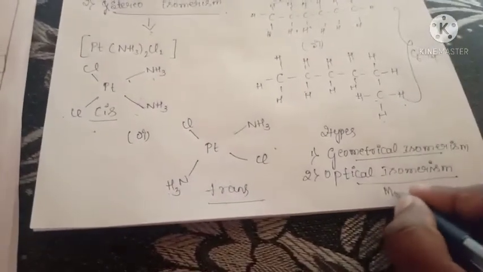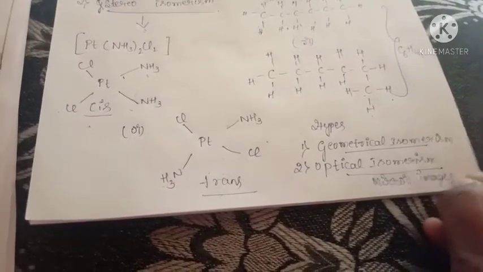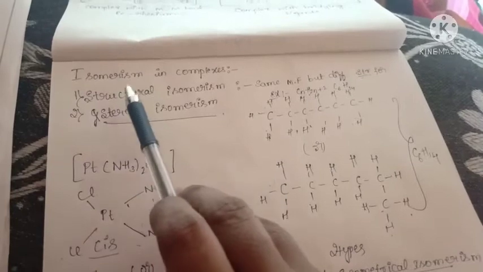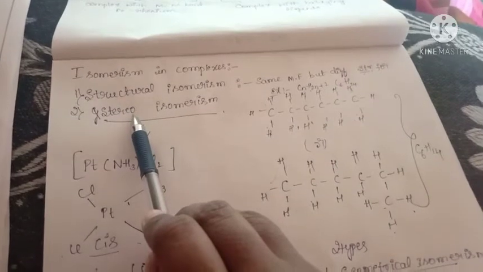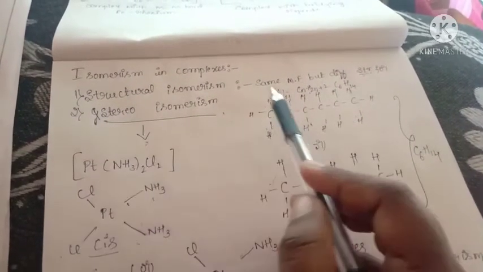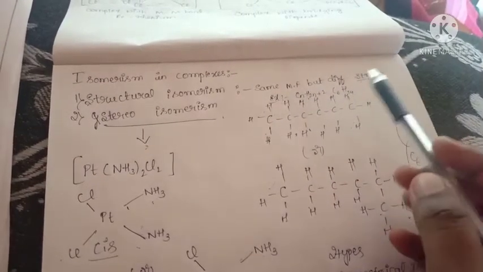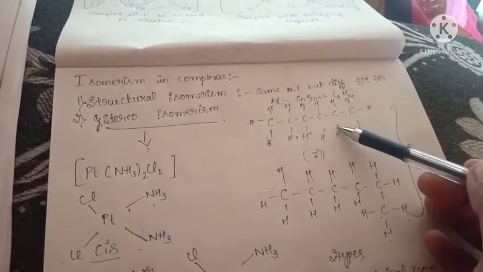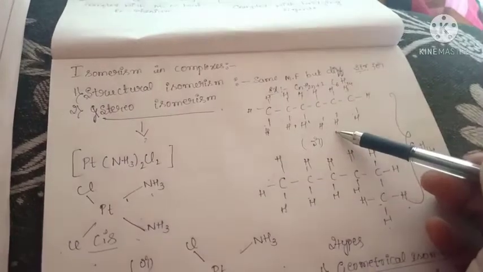In optical isomerism, we will know about the mirror images of the complexes. Got it? Isomerism means the same molecular formula but different structural formula. In that we have two types, structural isomerism and stereoisomerism. Structural isomerism means the same molecular formula but different structural formula. Here there is an example, hexane. These two have the same molecular formula but different structures.